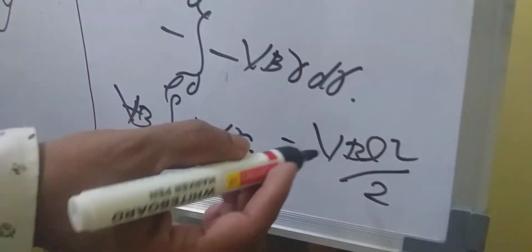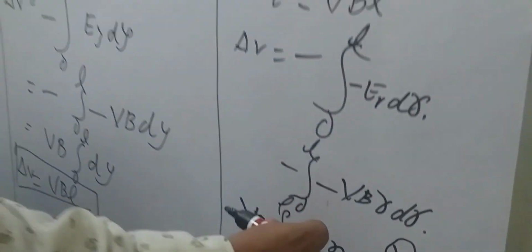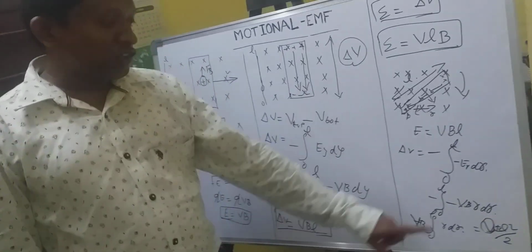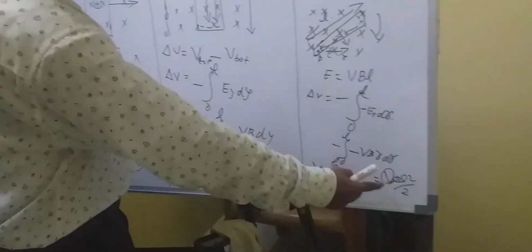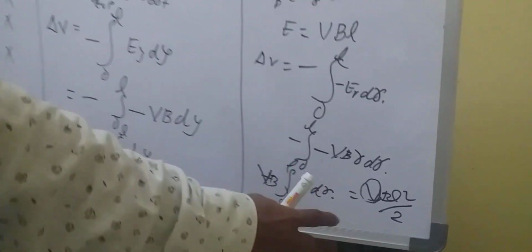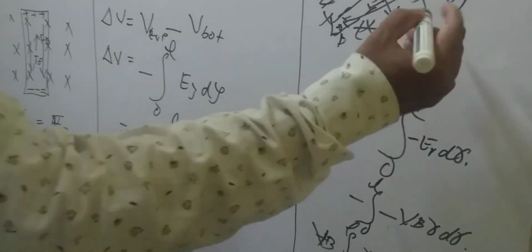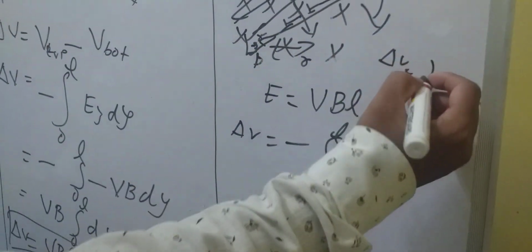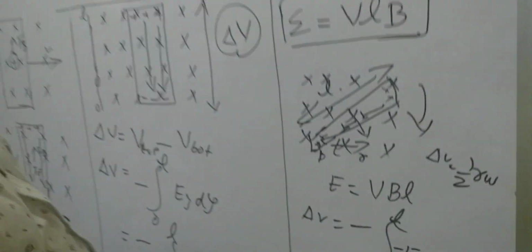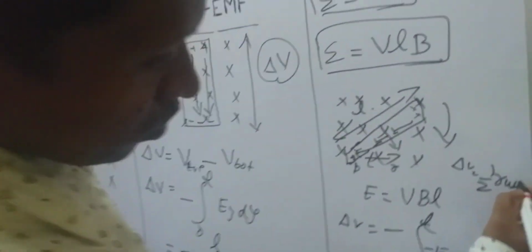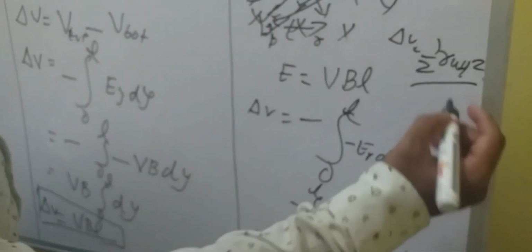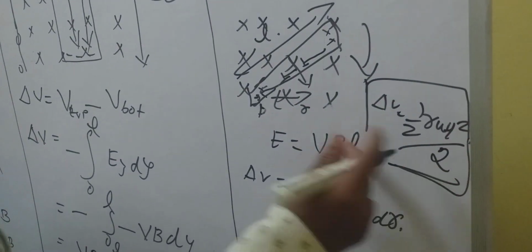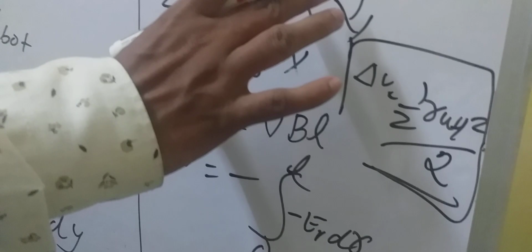Here V is the tangential velocity, since the rod is rotating. We compare the tangential velocity with the angular velocity: V is equal to r omega. So putting in r omega, the potential difference del V is equal to 1 by 2 B omega L squared. So B omega L squared divided by 2 is the potential difference created between the ends of the rod.